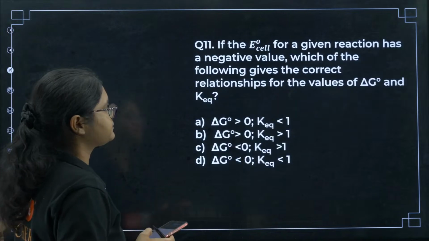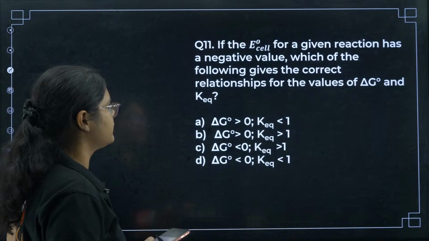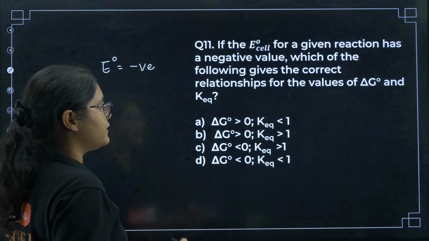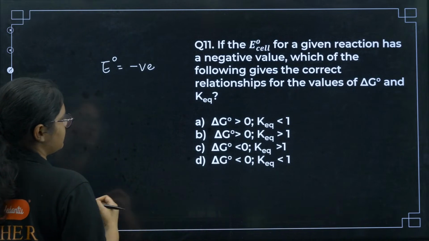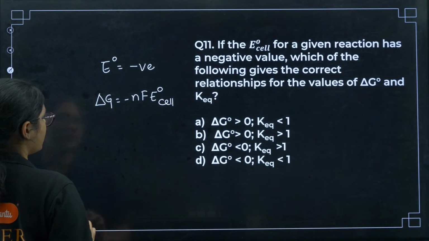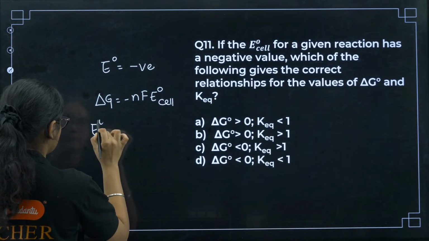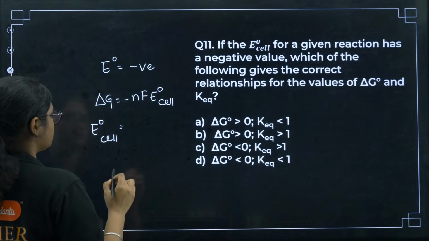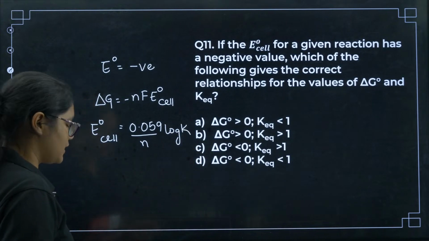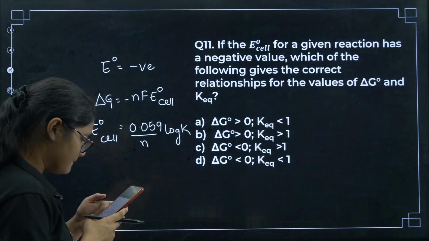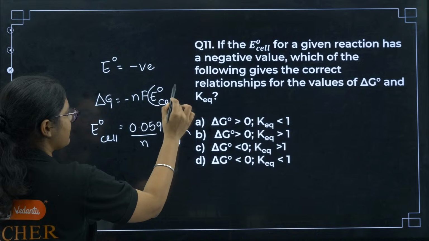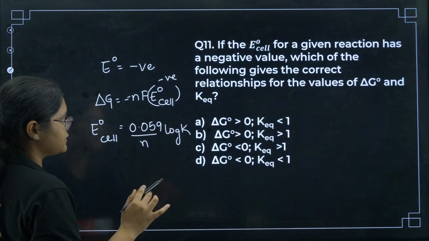Next, question number 11. If the E0 value of a reaction has a negative value, which of the following gives the correct relationship for the values of delta G and K equilibrium? We know the relation delta G is equal to minus nF E0 of the cell, and E0 of the cell is equal to 0.059 by n log K. So here are two things given. Yes, Kaushik, very good. Now see, if E value is negative, then delta G will be positive, so delta G will be greater than 0.